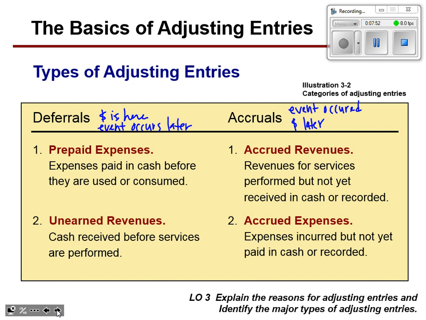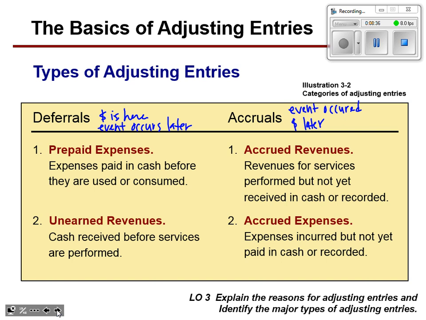A deferral adjusting entry is when the money is there, the events are going to come later. So the money is on the table, the events will occur later. Those are any time money has been presented, later on the work will happen. So anytime you see the word prepaid, that means the money's here. Let's talk about the 2. Because an adjusting entry is either dealing with expenses or revenue. So let's just focus on the deferral side. What are we deferring to happen at a later date? The event.